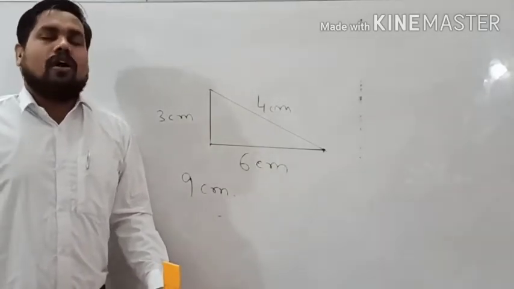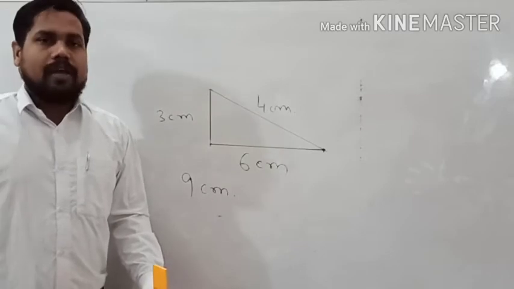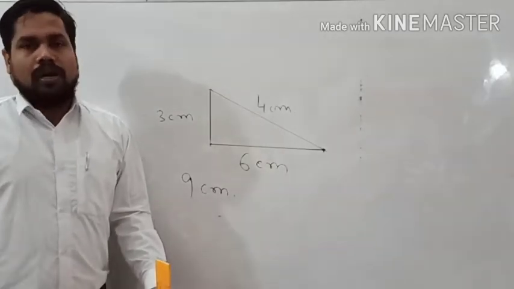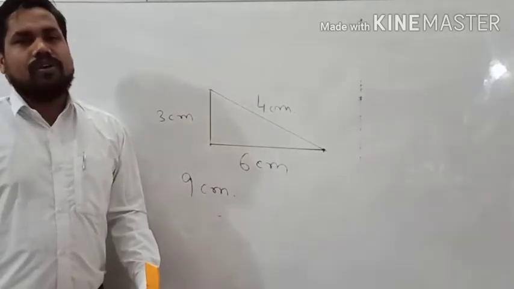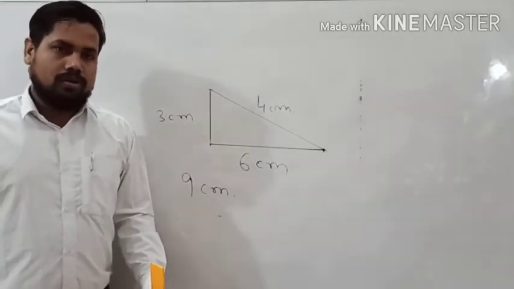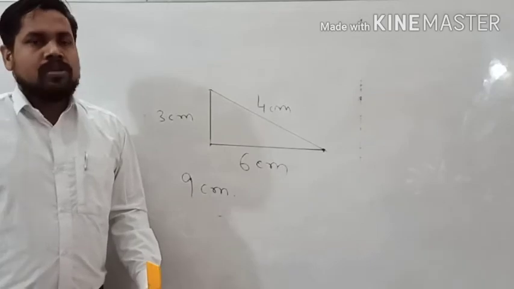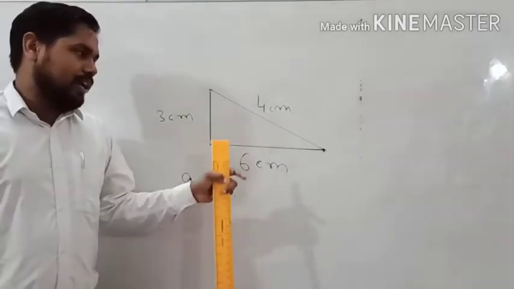So this is all about the perimeter of a geometrical figure. The length of all the sides of a particular figure is called the perimeter of a geometrical figure, which we are going to learn today. Okay. So this is all about the perimeter of a triangle.